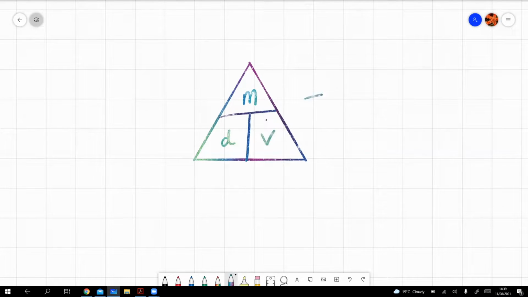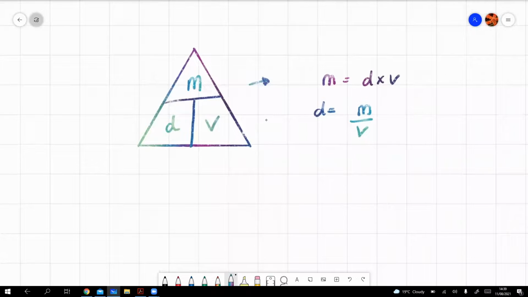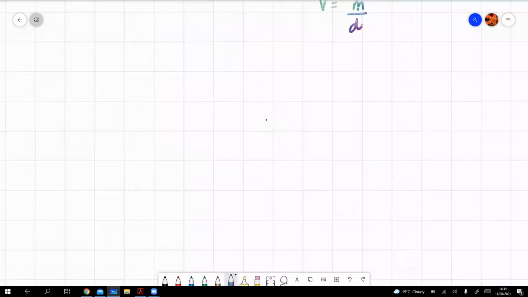Okay, and we can see from here that if we were to work out the mass, we would do density times volume. If we were working out density, we would do mass divided by volume. And if we're looking at volume, it would be mass divided by density. Okay. So let's have a look now at some examples. Okay. So I'm just going to write some examples out.